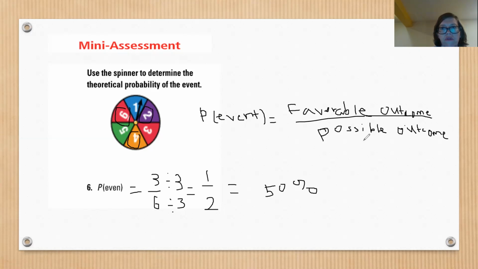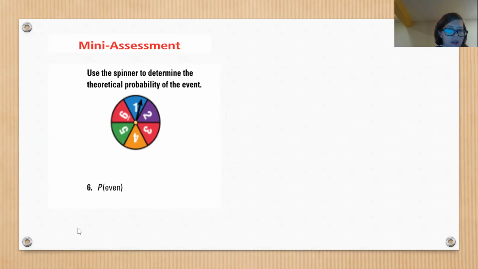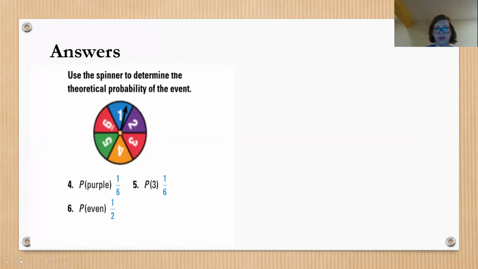So hopefully you learned a little something about theoretical probability. Here are the answers all together if you want to check your answers all at once. The theoretical probability of spinning purple was 1 out of 6. The theoretical probability of spinning a 3 was 1 out of 6. And the theoretical probability of spinning an even number was 1 out of 2.